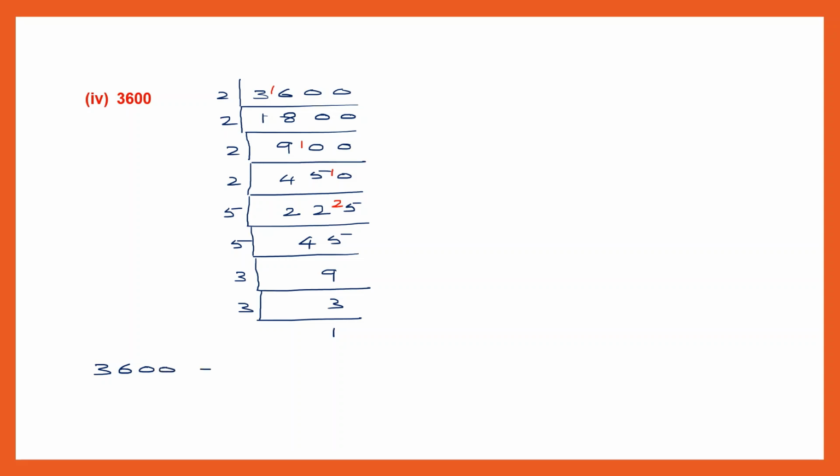Let's start with 2. So how many 2s do we have? 1, 2, 3, 4 2s. So let's write that. 2 into 2 into 2 into 2. And then we have 3s. How many 3s do we have? 1, 2. We have 2 3s. 3 into 3. And then we have 2 5s. 1 and 2. So that will be 5 into 5.